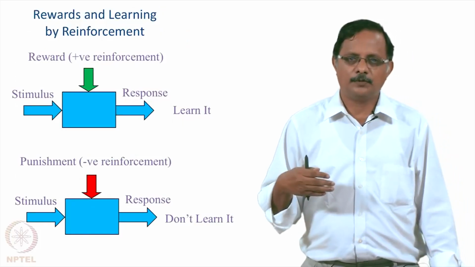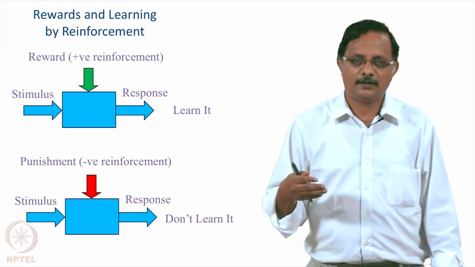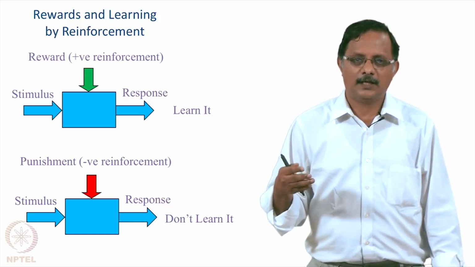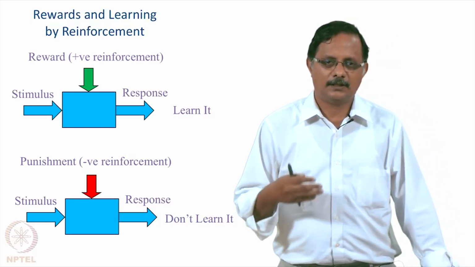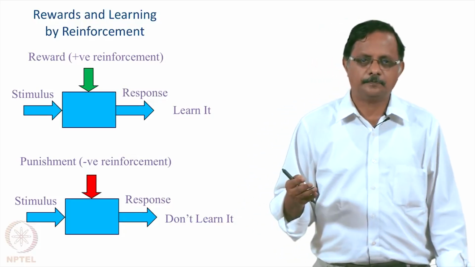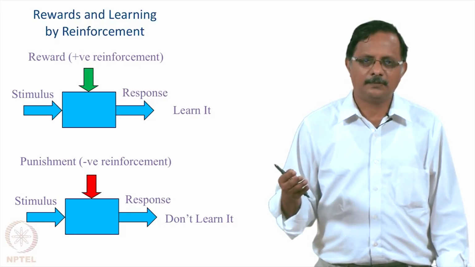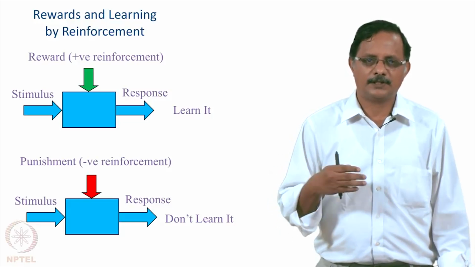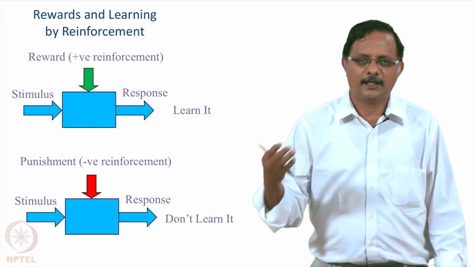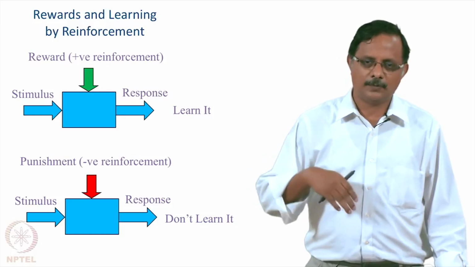The fact that dopamine represents reward has been linked to a certain form of learning called reinforcement learning, which has been observed in animal psychology for a long time. In reinforcement learning, basically the animal or the agent tries to learn the correct response to a given stimulus by taking the reward or punishment feedback from the environment.